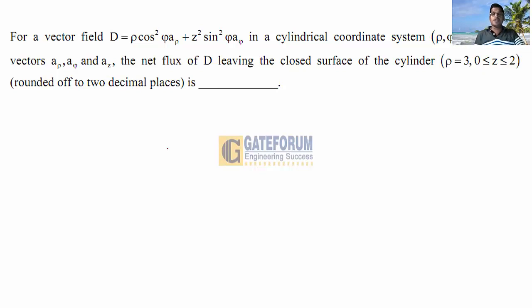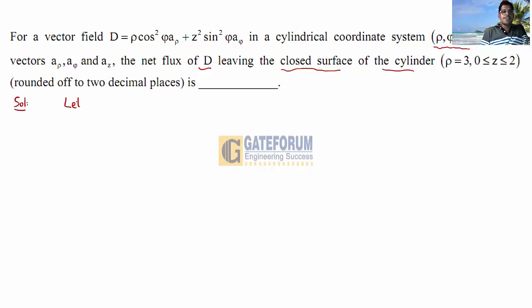This question is from engineering mathematics, from the topic vector calculus and subtopic flux, a surface integral related problem. The solution is: here a vector is given in the cylindrical coordinate system. Cartesian coordinates are x, y, z; cylindrical coordinates are rho, phi and z. Rho limits are 0 to 3, z limits 0 to 2, phi limits usually 0 to 2 pi because it is a closed surface of the cylinder. When S is a closed surface, then you can apply the Gauss divergence theorem for finding the net flux of D leaving. Okay, so solution.